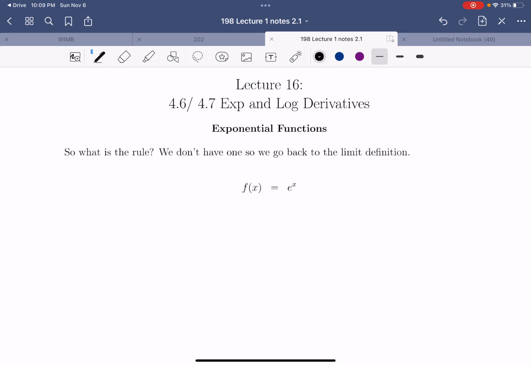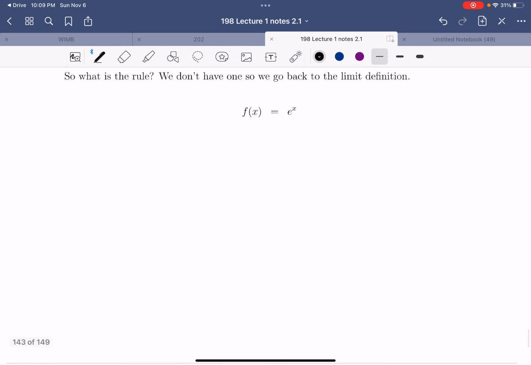So in addition to the trig functions that we picked up in section 4.5, we also want to add in the special functions of exponentials and logarithms. So we're going to start with e to the x. And again, we don't have any rules for this because we don't have rules for e's. We have rules when the number is in the exponent and the variable is in the base, but not vice versa. So that's what we're going to work on today.